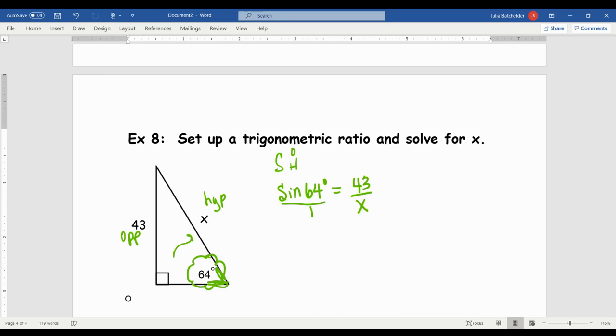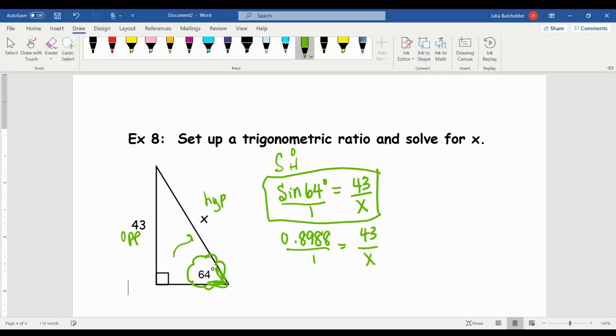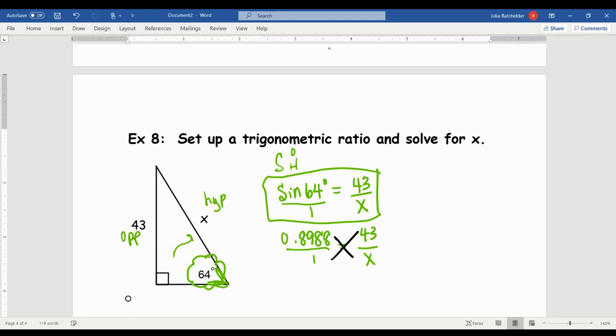Now notice each time I'm writing this really nice trig ratio. With or without the 1, it's still a nice trig ratio. Sine of 64 is 0.89879, so I'm going to round a little bit there to 0.8988, over 1 is equal to 43 over x. Switch my colors over to this black color. Cross multiply: 0.8988 times x is equal to 1 times 43. That's just 43.